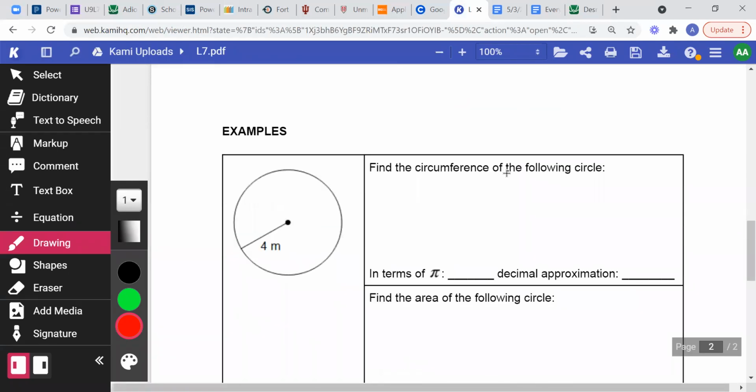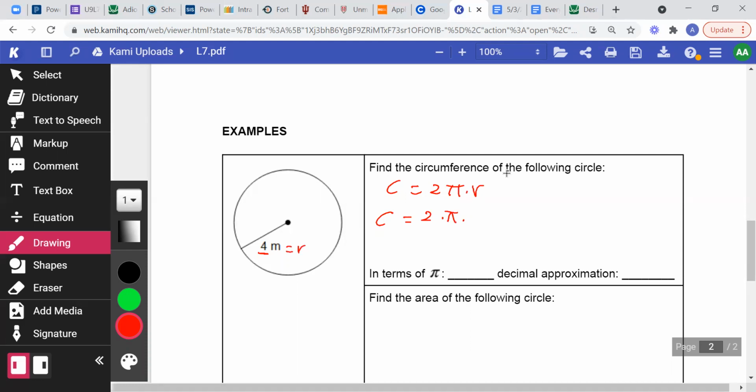So we're gonna use this small knowledge we have today to calculate some things here. Find the circumference of the following circle. We know the formula for circumference is 2 pi times r. So C is gonna be 2 times pi times r. What is r here? What is the radius here, Tyler? What is the radius? 4. The radius here is 4.